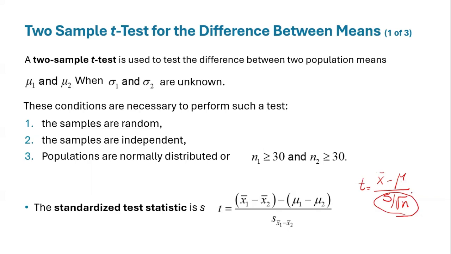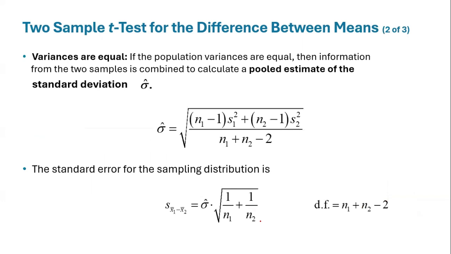We had x bar, which was the sample mean, and mu, which was the population mean. This time, since we have two populations and two samples, instead of one x bar we have x bar 1 minus x bar 2. Instead of one mu, we have mu 1 minus mu 2. And the standard error in this case is a little different. The formula for this one is this formula.